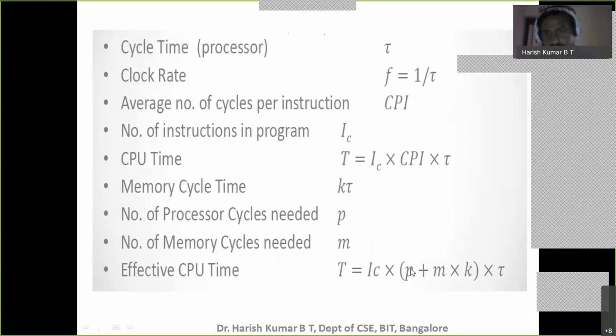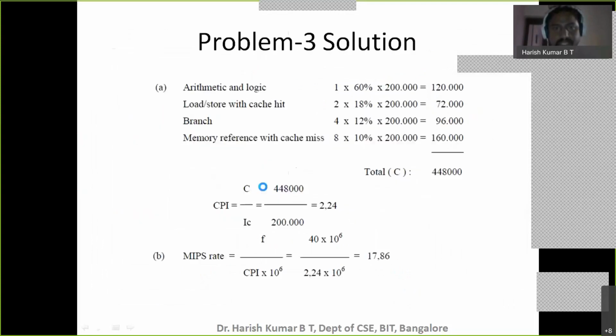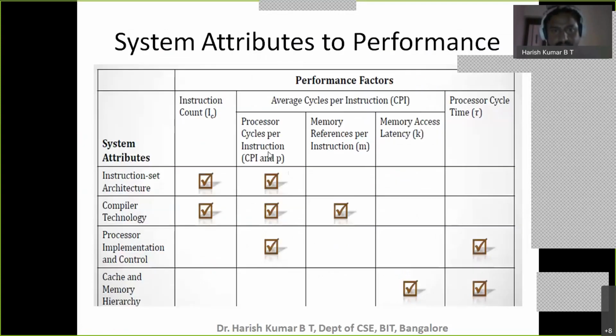Again, by reducing P, the number of processor cycles required, you can reduce T, and with that you can enhance the performance of the computer system. Now, to reduce P, what do I have to do? To reduce P, again, you have to improve the instruction set architecture of the programming language.